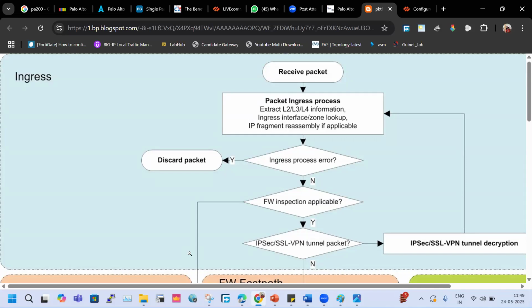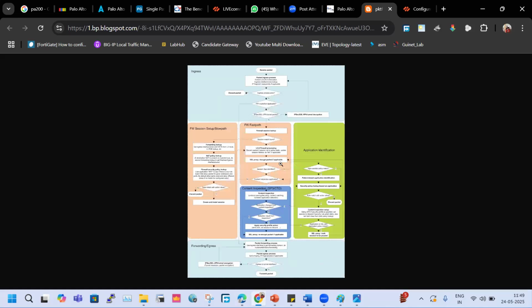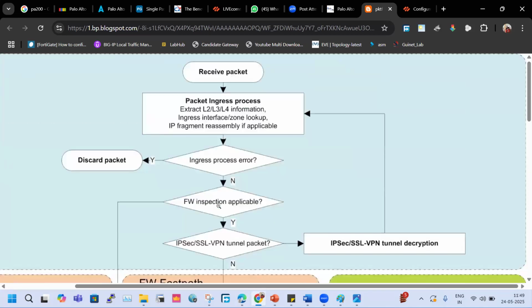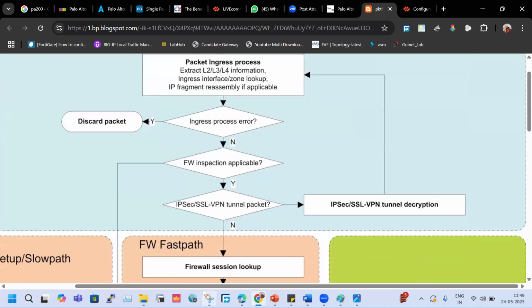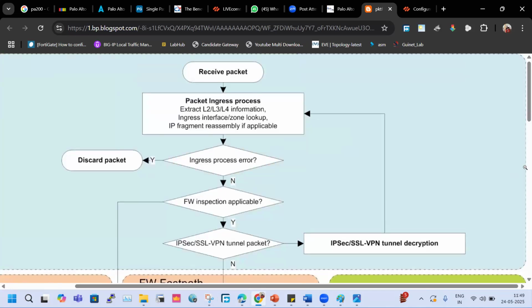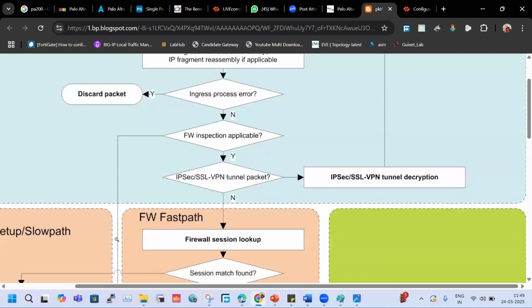Rohit bhai, my doubt is regarding the sessions, like what is an open session, when will it be an active session, and how the process will be followed. Could you please elaborate on that part in the egress process? You are talking about this slow path and fast path, right? Yes, this one.